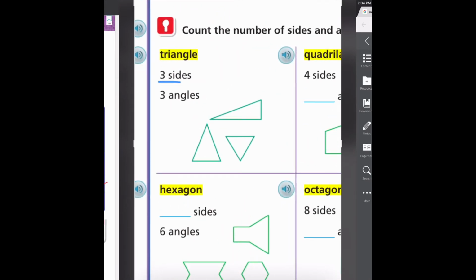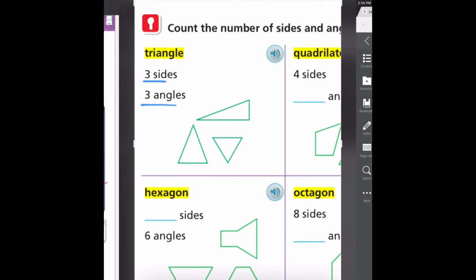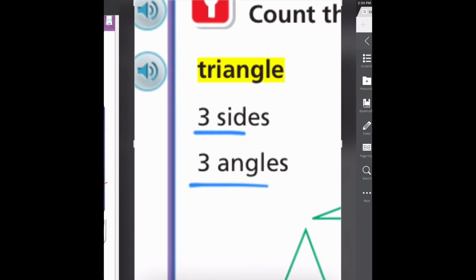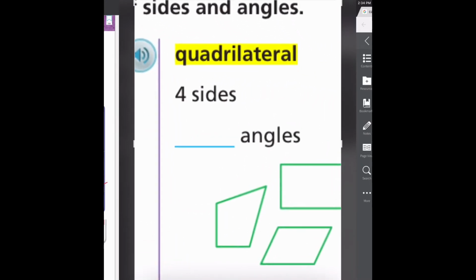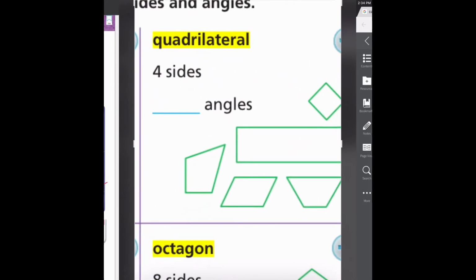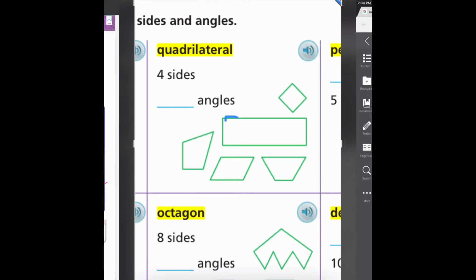Triangle, 3 sides, 3 angles. You're going to see a pattern here. By the way, tri means 3. Like tricycle has 3 wheels, a triangle has 3 sides. Quadrilateral has 4 sides, and if we count the angles, 1, 2, 3, 4, they all have 4 angles. And again, quad means 4.